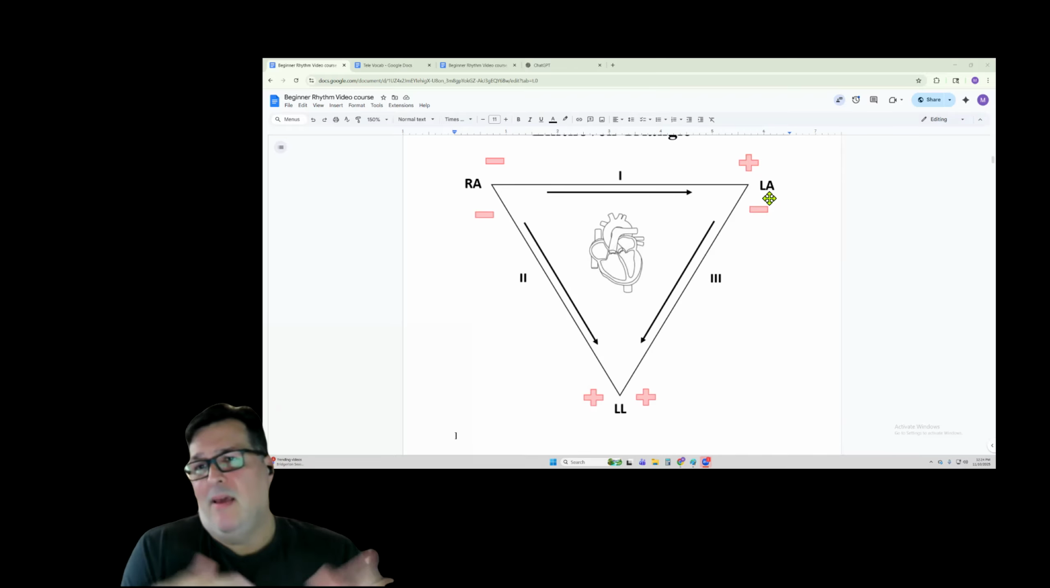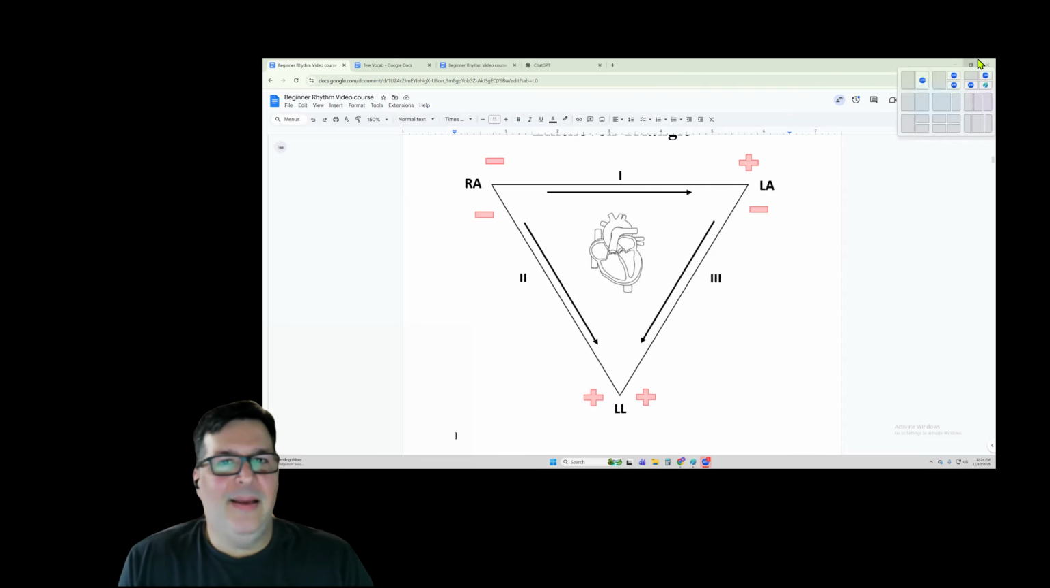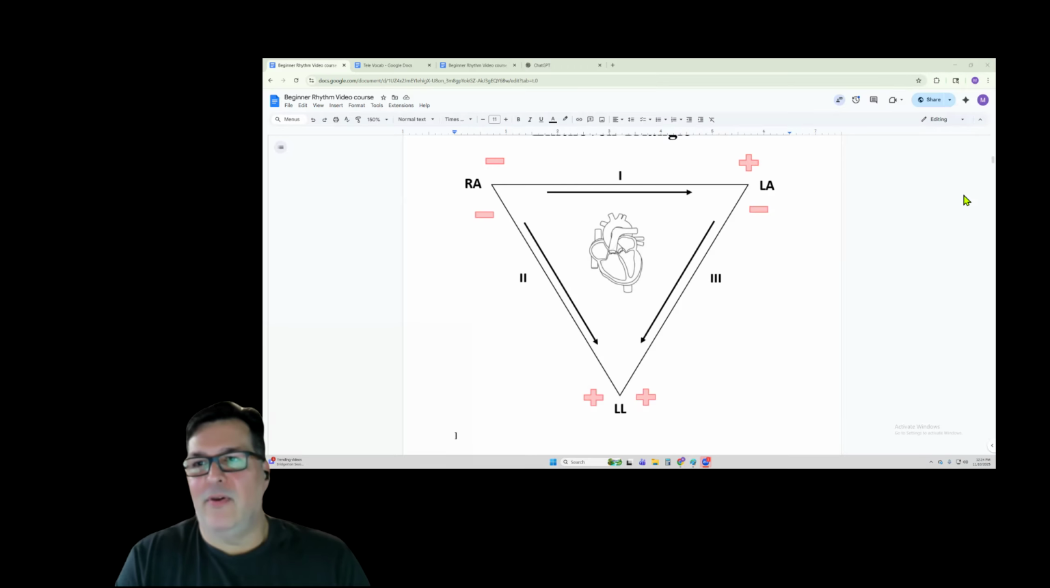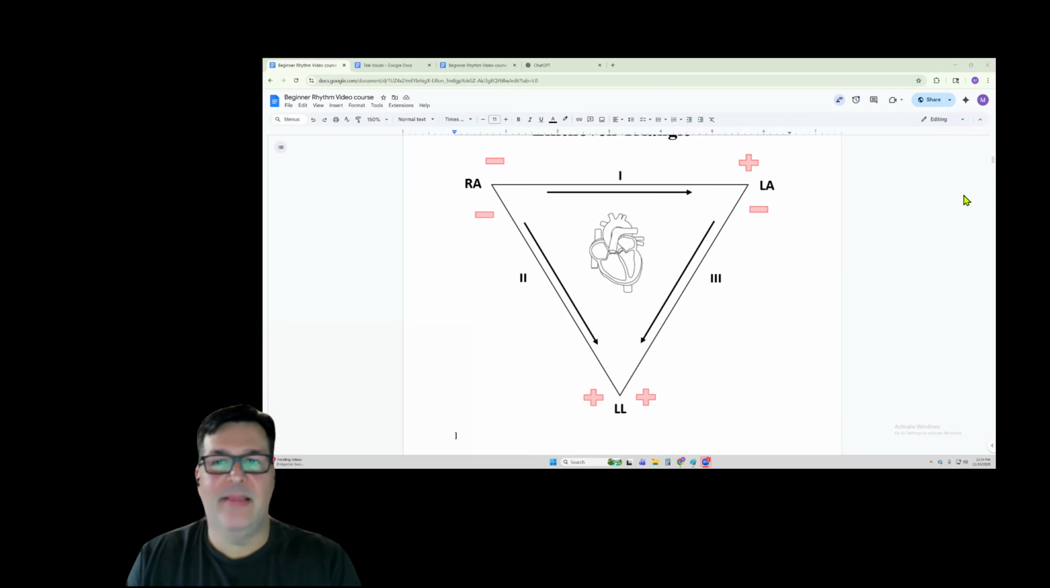And some people go like, whatever, who cares? I can see the rhythm. For the most part, if you can see the rhythm, sure. But if things happen and you're not getting a good picture, how can you actually say it's this or this? So that's my thought.